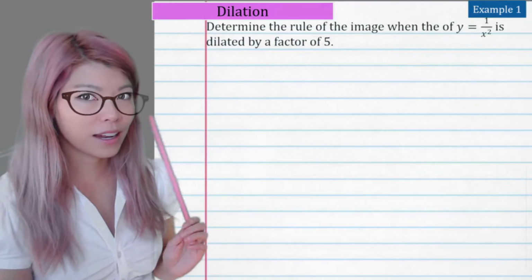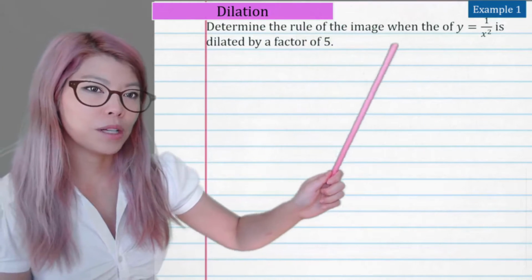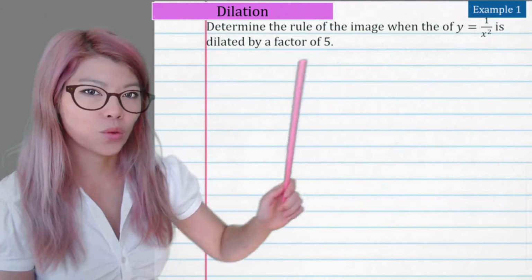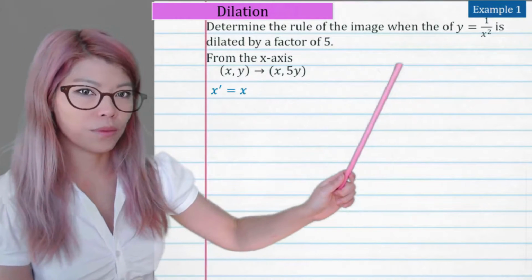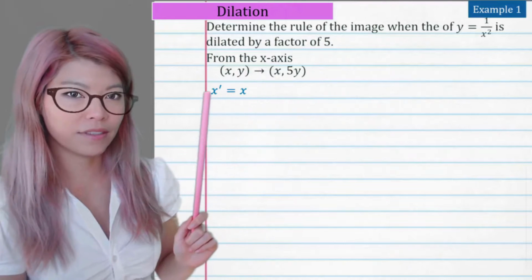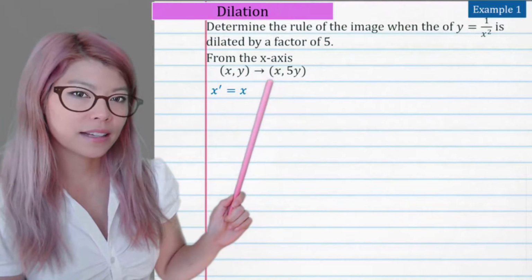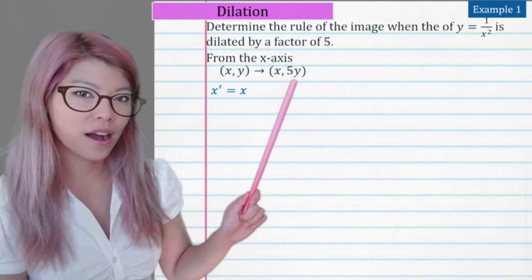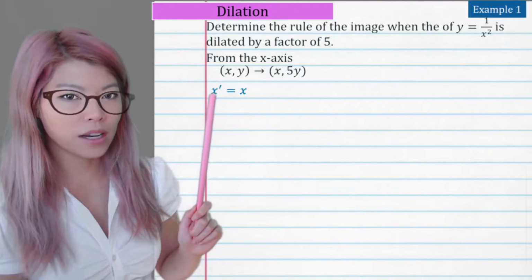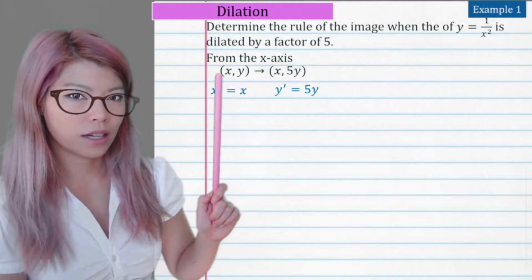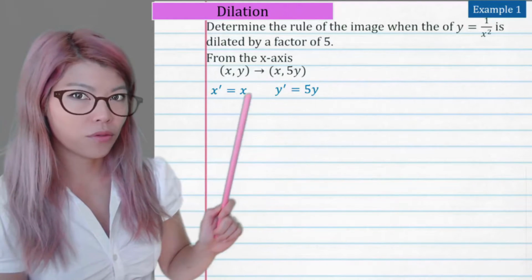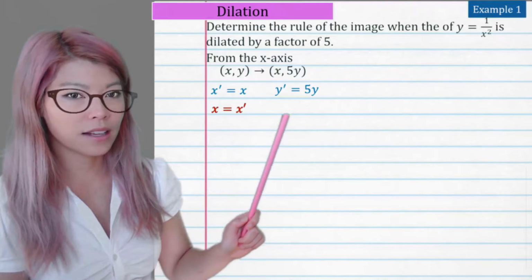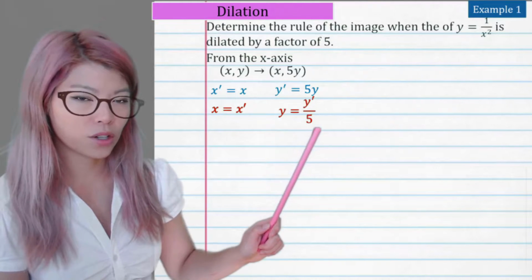Example 1. Let's compare both dilations. Determine the rule of the image when y equals 1 over x squared is dilated by a factor of 5 from the x-axis or from the y-axis. We'll do the y-axis right after to compare. So from the x-axis means we're changing the y to 5y. So again, step 1, write down our image. So x hasn't changed, whereas y dash now is 5y. Now rearrange. So x is still x, but y is y dash over 5.